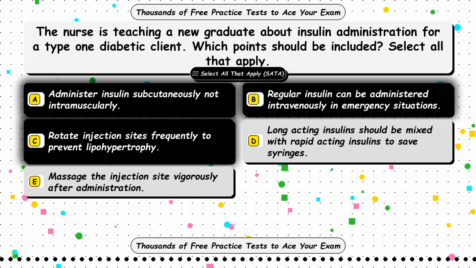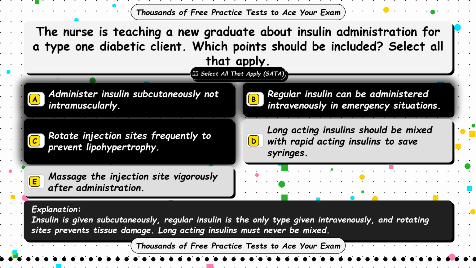The correct answers are options A, B, and C. Administer insulin subcutaneously, not intramuscularly. Regular insulin can be administered intravenously in emergency situations. Rotate injection sites frequently to prevent lipohypertrophy. Insulin is given subcutaneously. Regular insulin is the only type given intravenously, and rotating sites prevents tissue damage. Long-acting insulins must never be mixed.